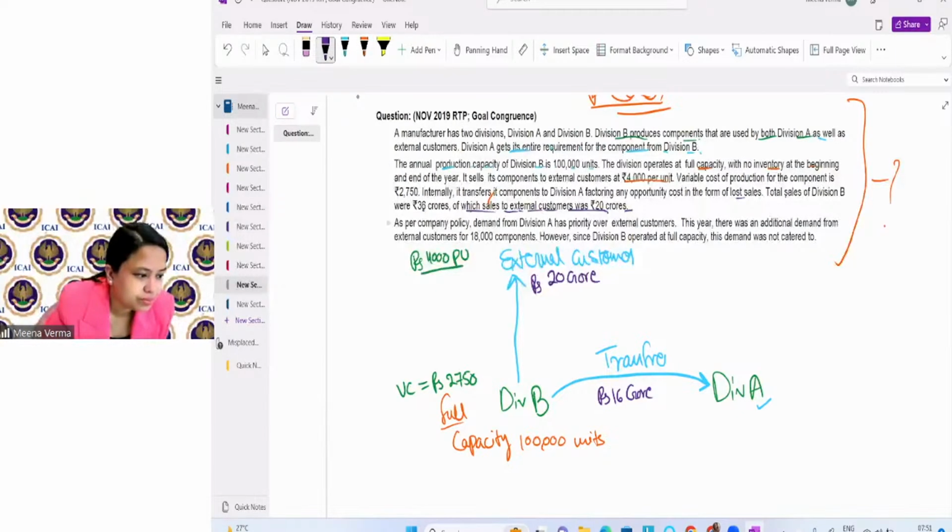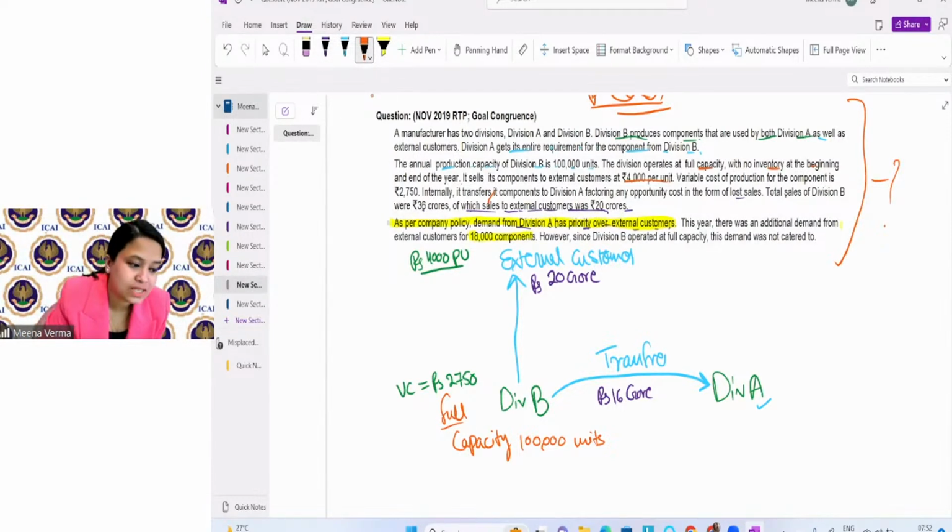Okay. As per company's policy, demand from division A has priority over external customer. It is given. Company की policy है first fulfill the demand of division A. It is the priority of the company. Okay. Then what else? This year there was an additional demand from external customer of 18,000 components.